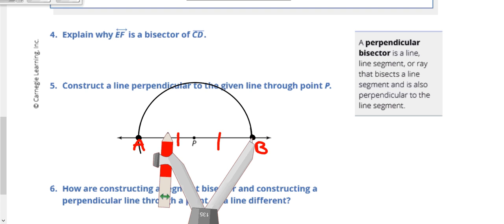I'm going to put my pointy end back on there. Those little hash marks that I just put there mean that the distance from P to A and P to B are equal or congruent. So that's all that those mean.